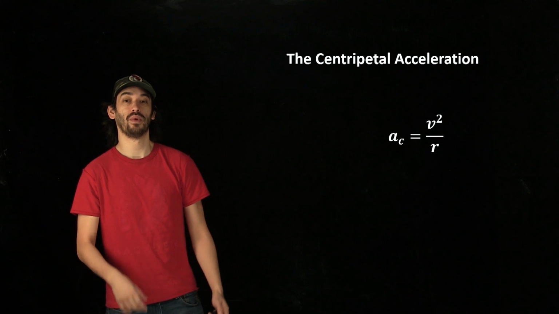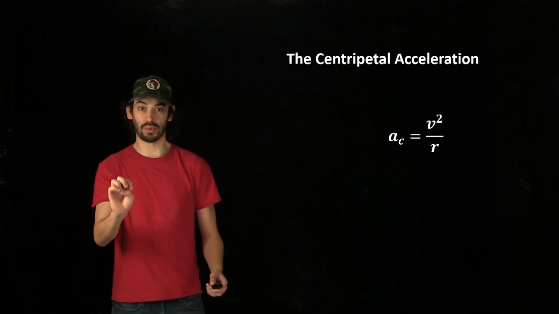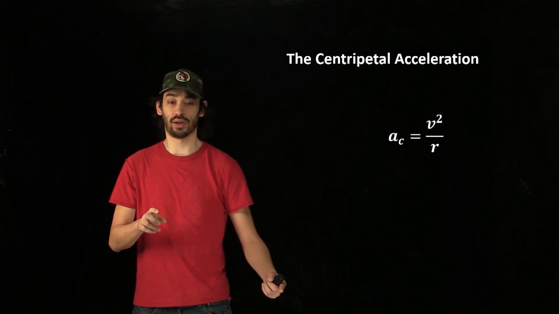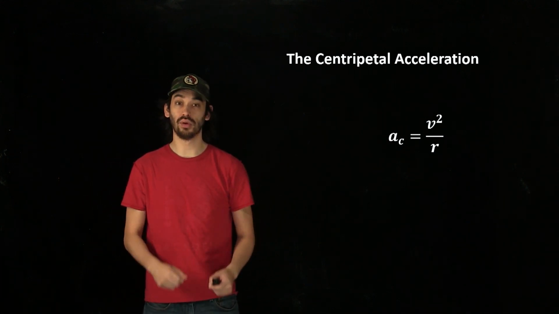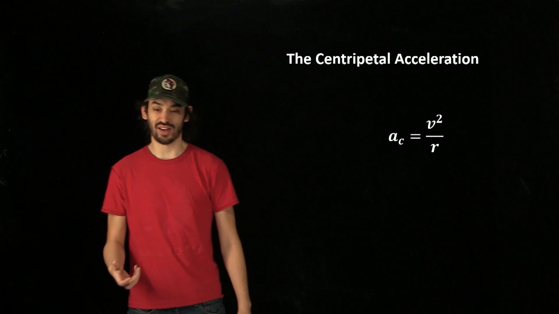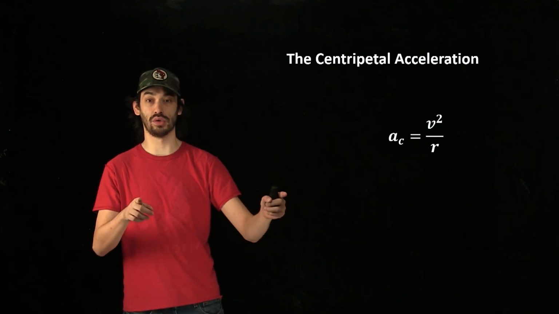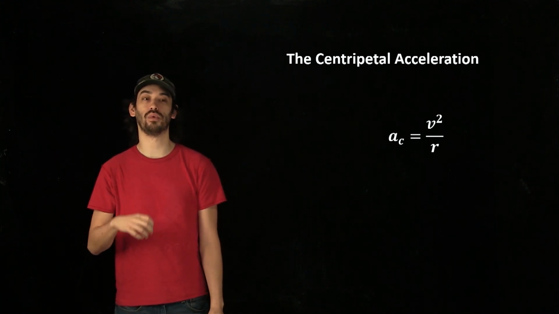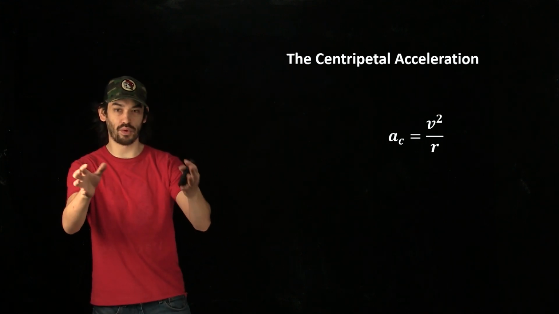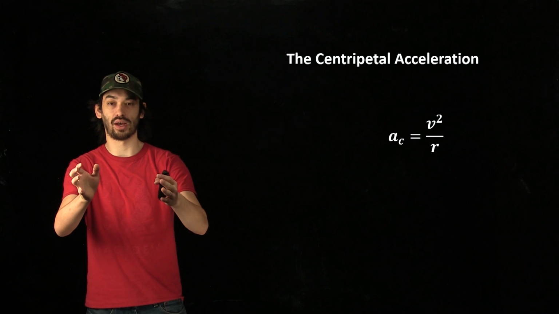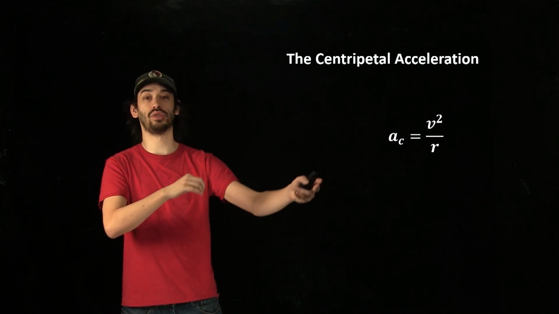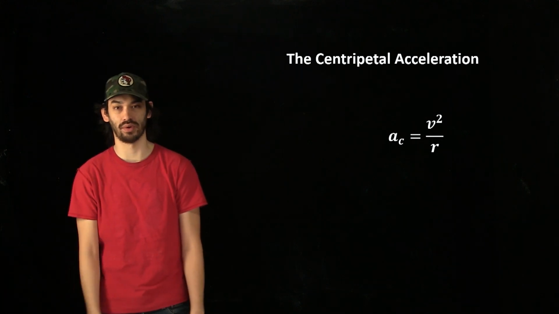It takes the form a sub c for centripetal acceleration is going to be equal to the velocity of the object that's moving around the arc of the circle squared divided by the distance from that object to the center of the circle. And so when you're doing problems with Newton's second law, what you'd like to do is set up your sum of forces on the left-hand side, and then whatever that sum of forces is going to be equal to the mass times the centripetal acceleration.